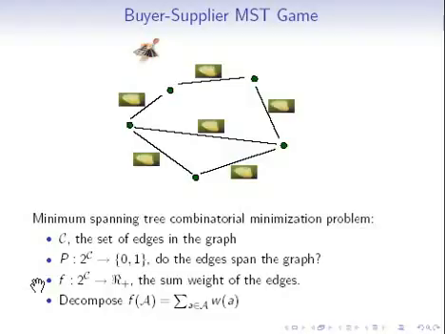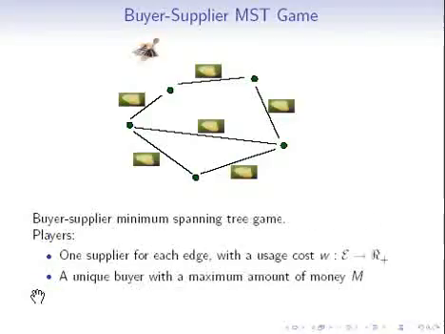So we start with this combinatorial minimization problem, and we want to turn it into a buyer-supplier game. The first thing that we need to do is decompose the function f into two parts, an internal cost to the buyer and an internal cost to each of the suppliers. This decomposition is going to be very simple. The internal cost of the buyer will be 0, and the internal cost to each of the suppliers will be equal to the weight of the edge for each supplier. So let's continue and fully define the game.